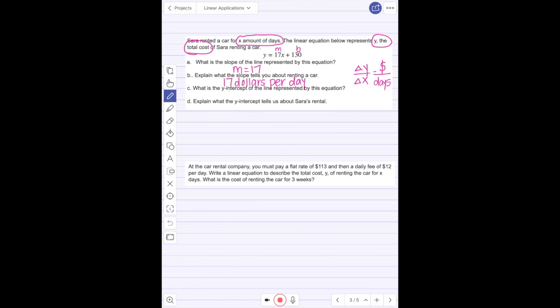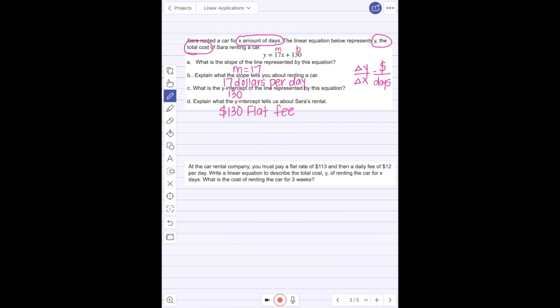Now, what is the y-intercept? Well, the y-intercept is 130. Well, the y-intercept in the real world is the initial amount. So she's going to have to pay $130 up front. That is her flat fee. That's that one-time fee that she's going to have to pay in order to rent that vehicle. So she's going to pay $130 up front, and then she's going to pay $17 per day. And then depending on how many days she rents it, X is how much she's going to pay total, which is Y.